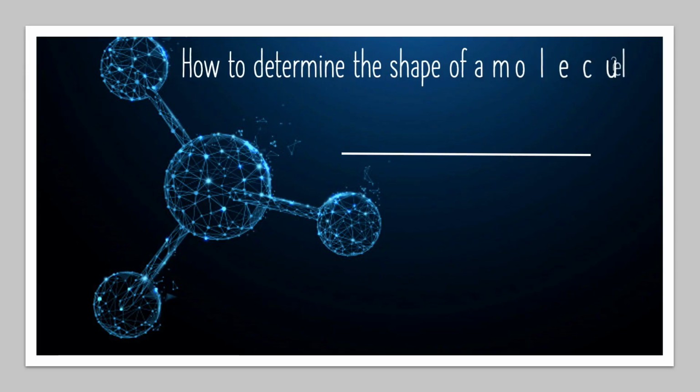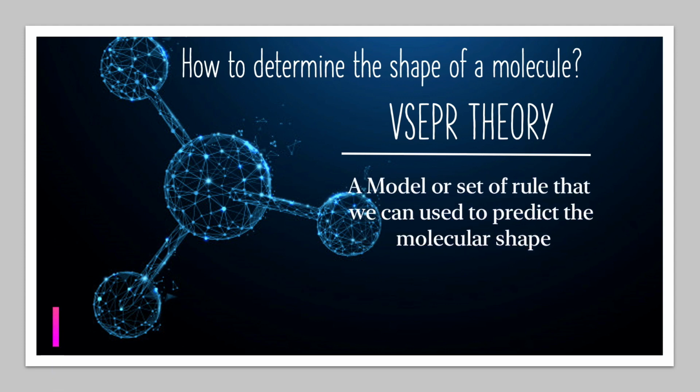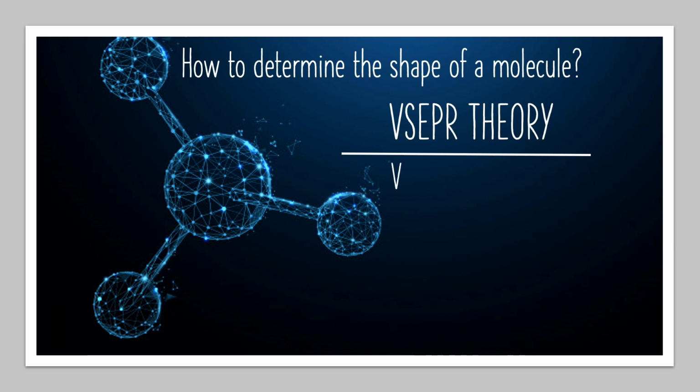So, how do we determine the shape of a molecule? This is the part where a theory is introduced that is called VSEPR theory. VSEPR theory is a model or set of rules that we can use to predict the molecular shape. VSEPR stands for V for valence, S for shell, E for electron, P for pair, and R for repulsion. Let us learn more about valence shell electron pair repulsion.